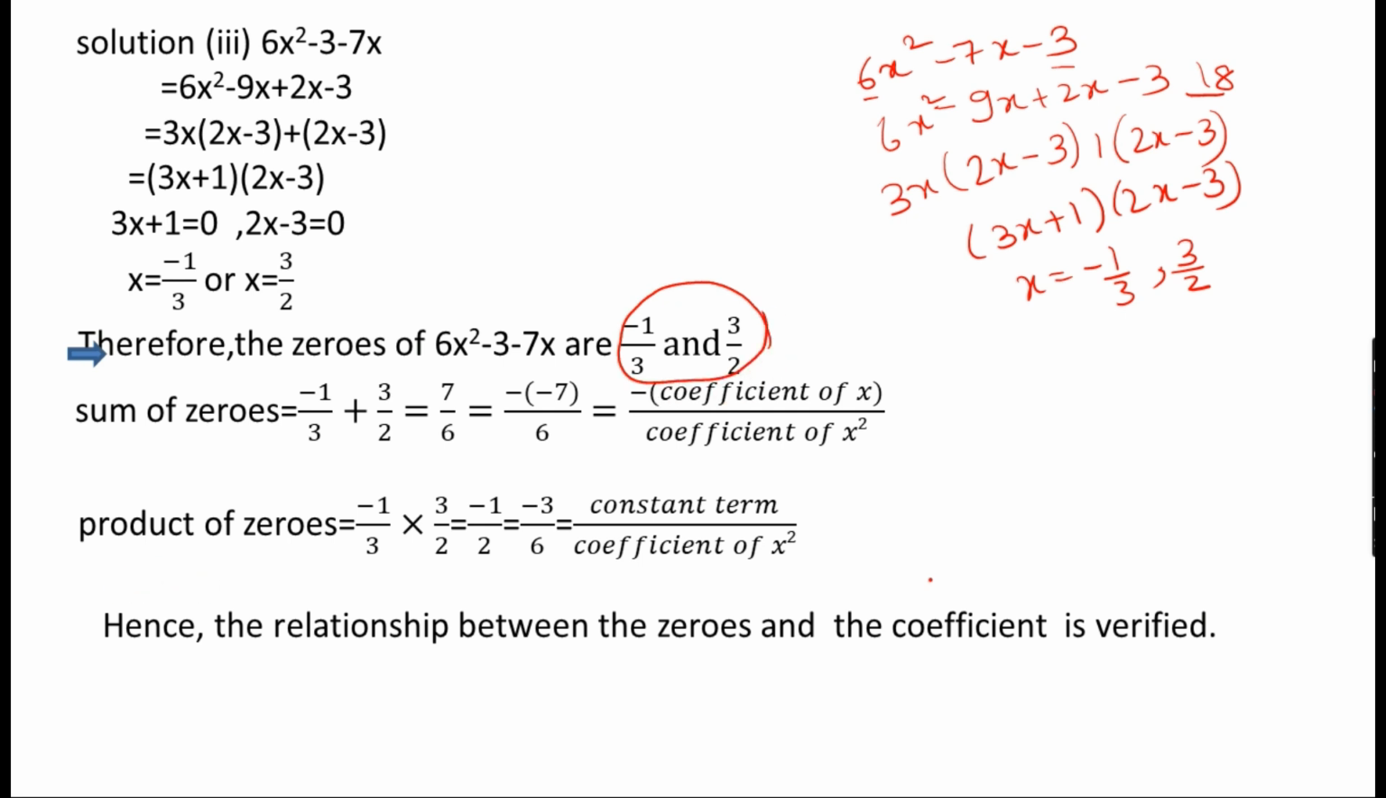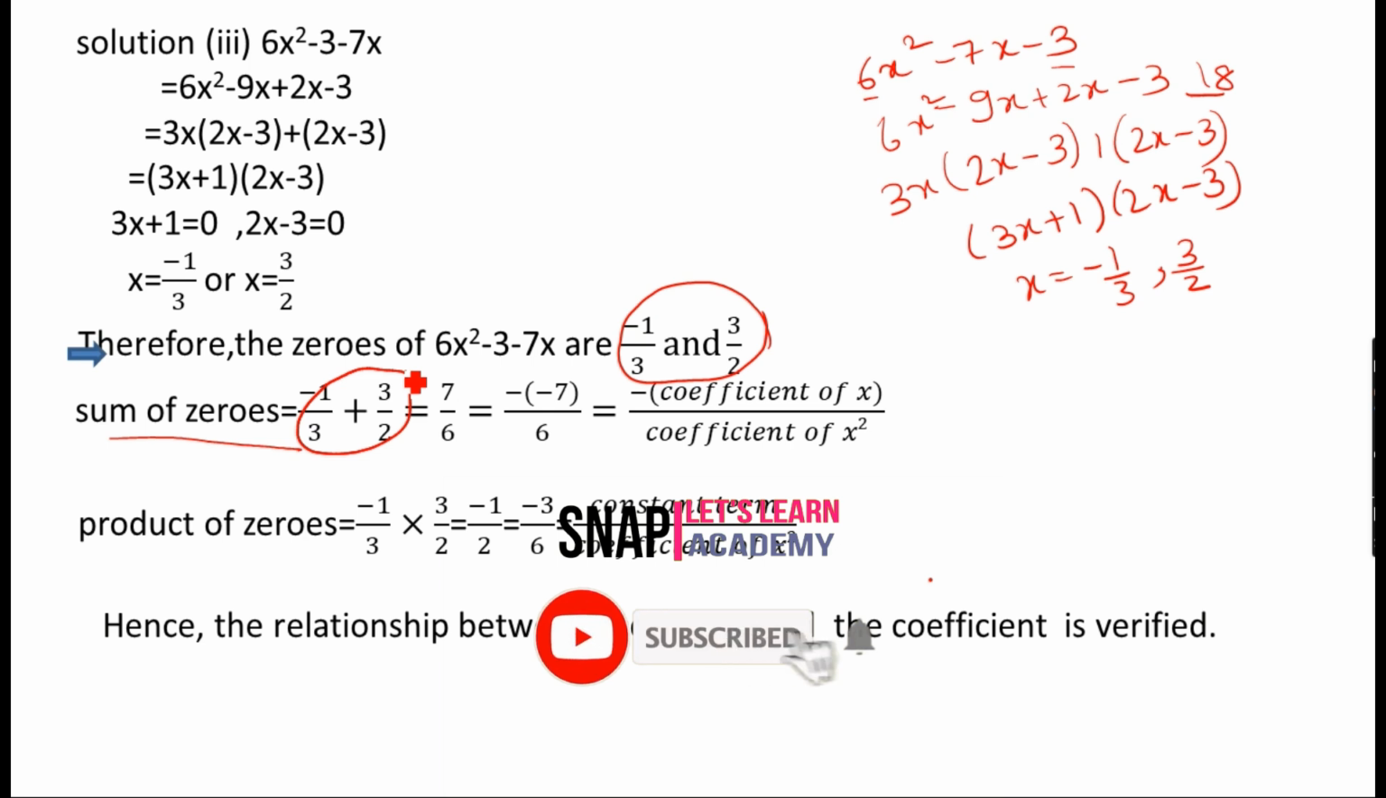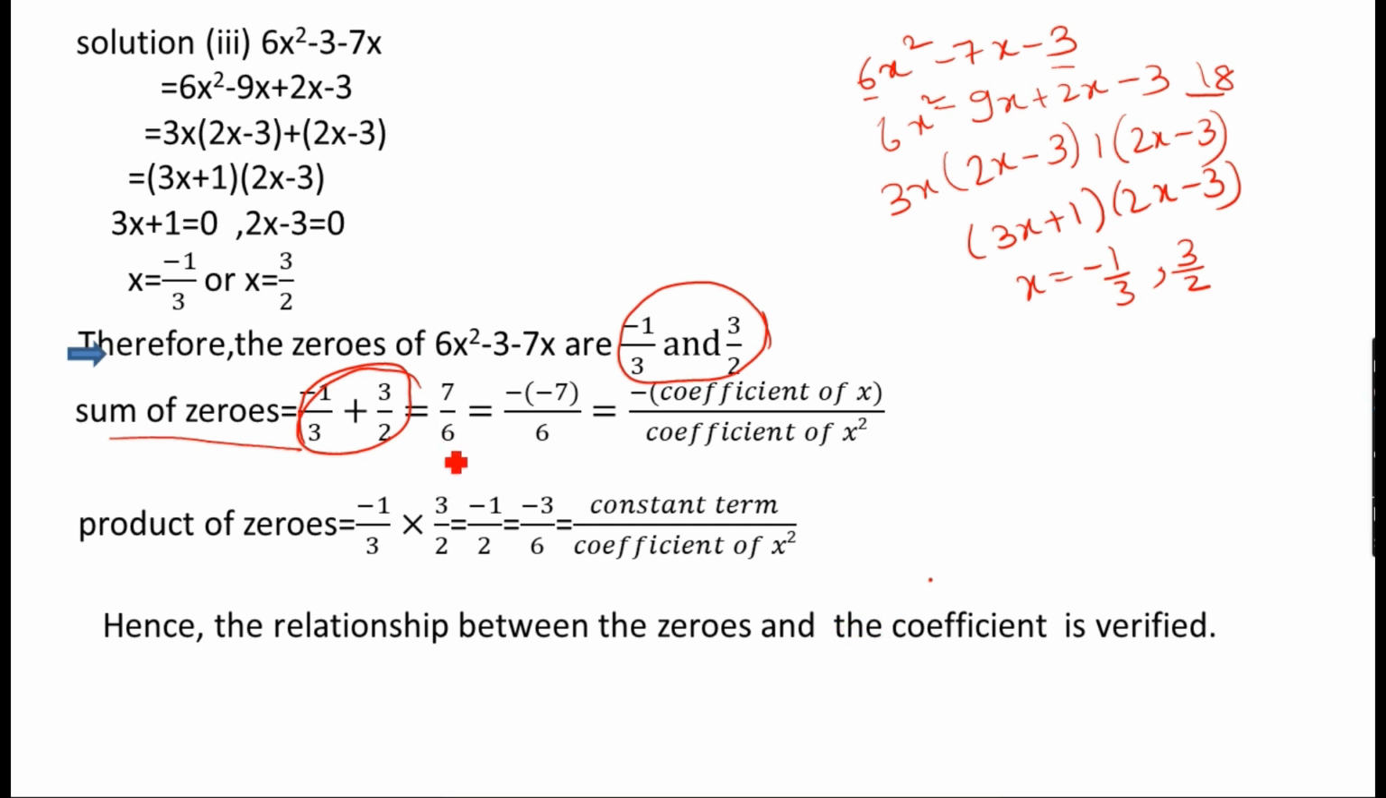Now, let's verify the relationship between the zeros and the coefficients of the polynomial. The sum of the zeros is alpha plus beta. Alpha is minus 1 by 3 and beta is 3 by 2. On adding these two terms, taking the LCM, we get 7 by 6 as our answer, which equals minus the coefficient of x. The coefficient of x is minus 7 and the coefficient of x square is 6. Therefore, we get 7 by 6.